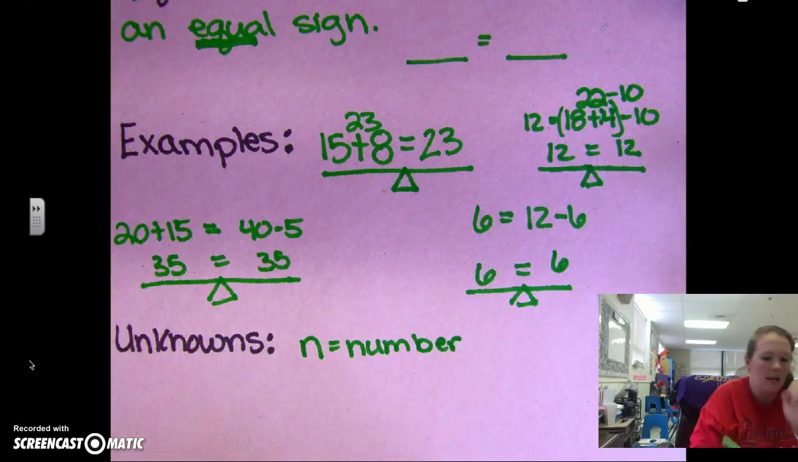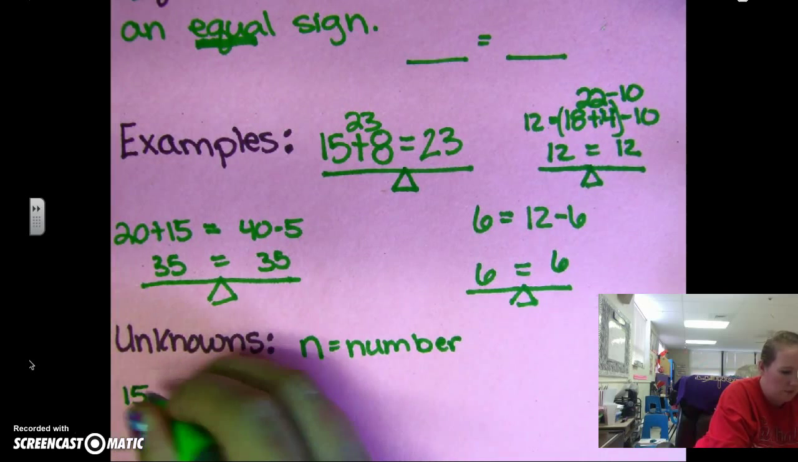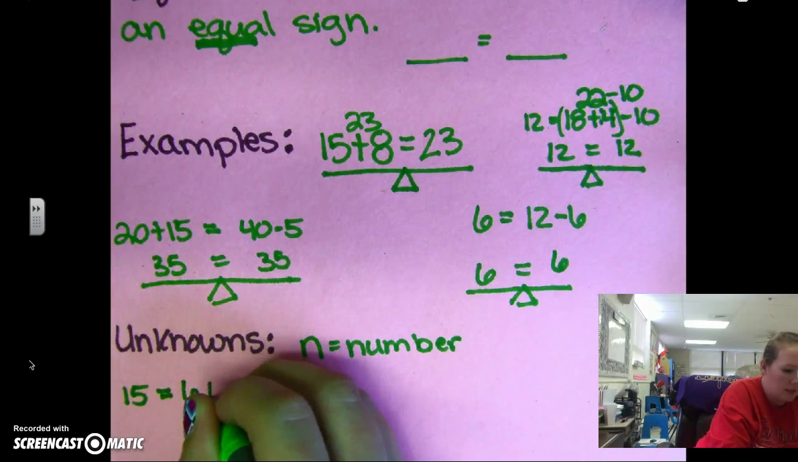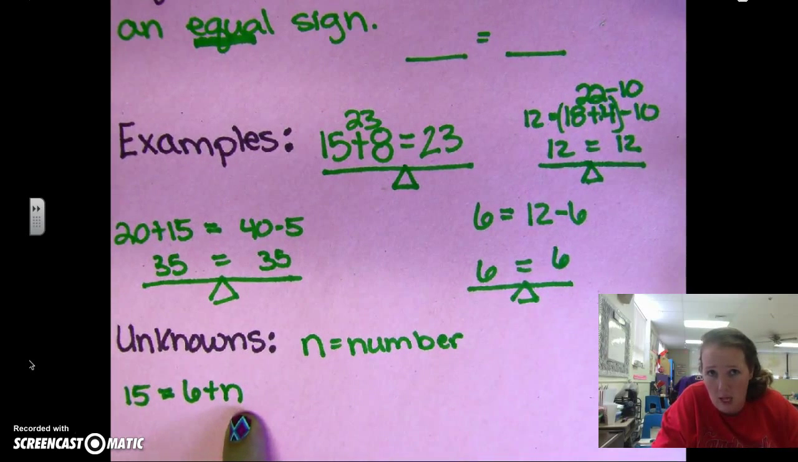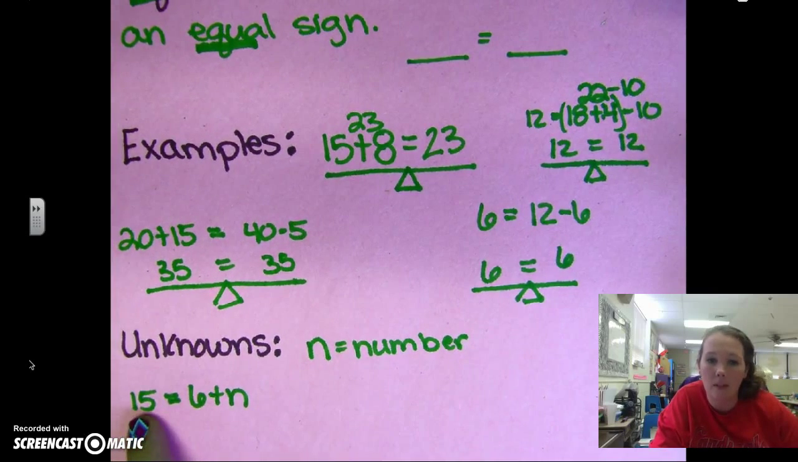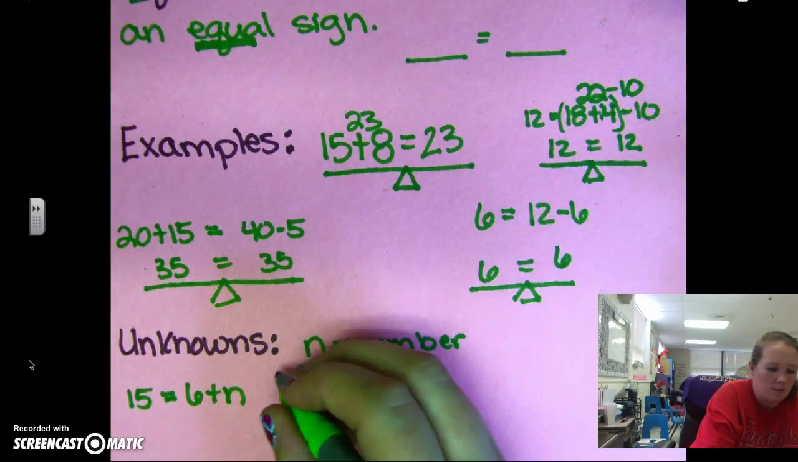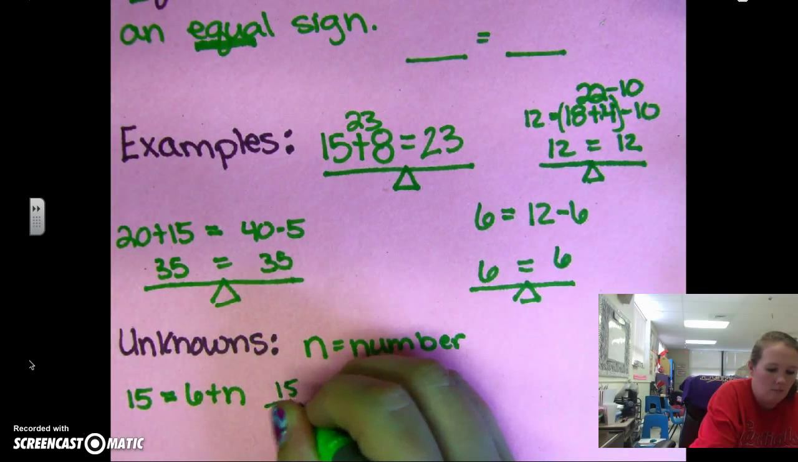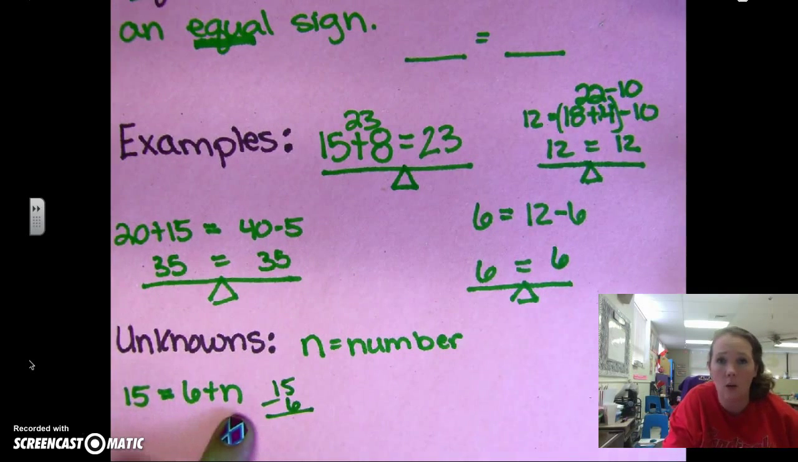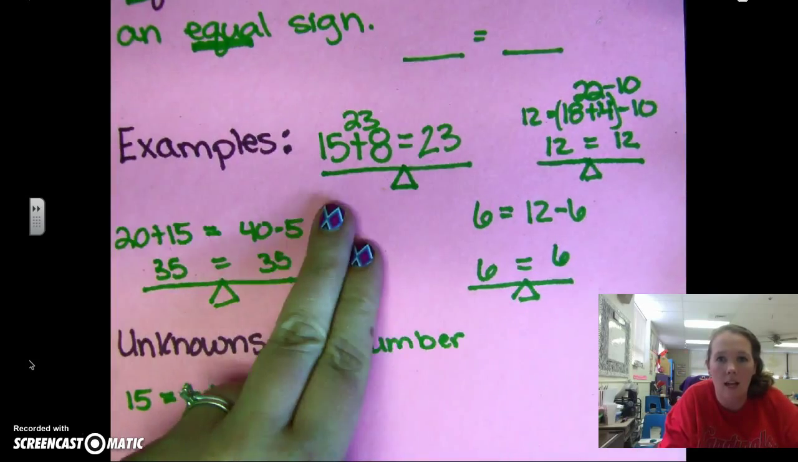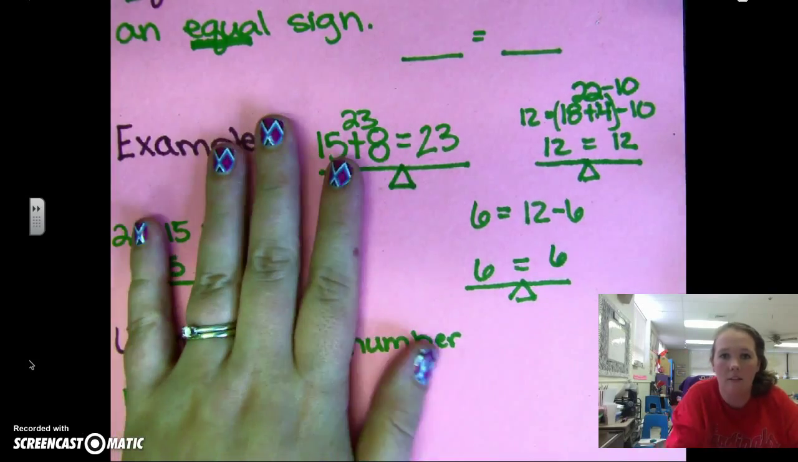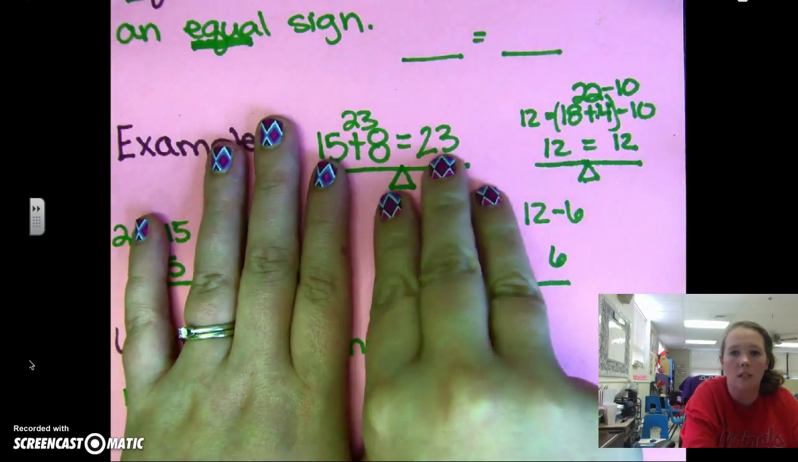For example, you might have an equation that says 15 equals 6 plus N. Your job would be to figure out what is N. Well, we would have to use our fact families. I'm going to start at 6 and count up until I get to 15, which would be the same thing as doing 15 minus 6 to figure out what I need to add to 6 to get to 15. I like to count up, so I'm going to go 6, 7, 8, 9, 10, 11, 12, 13, 14, 15.